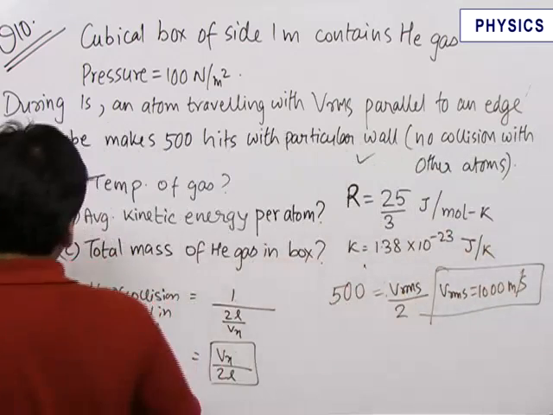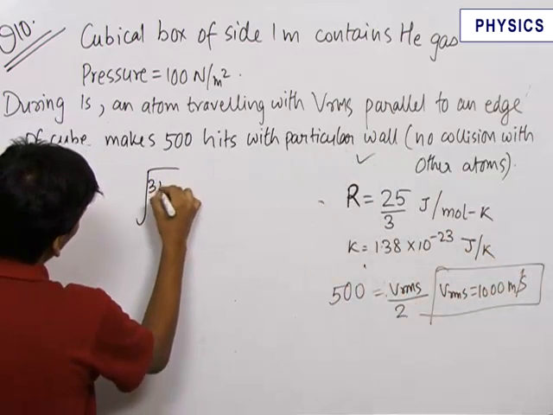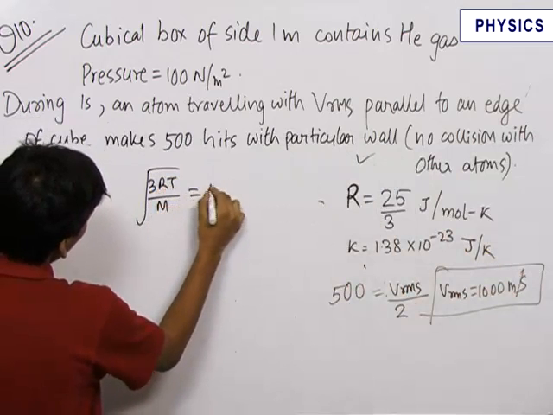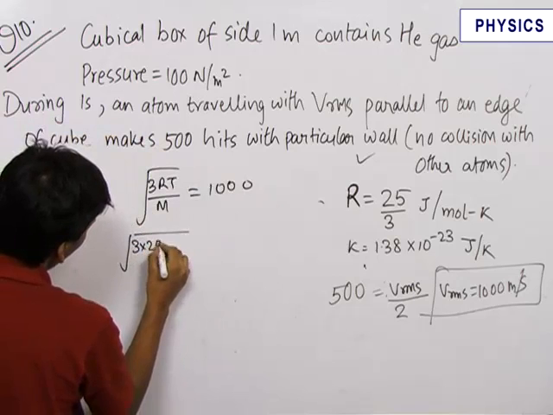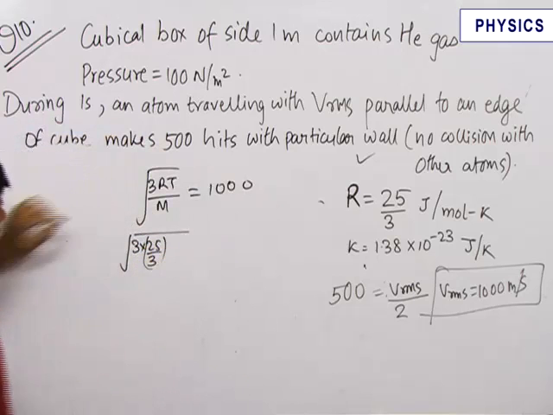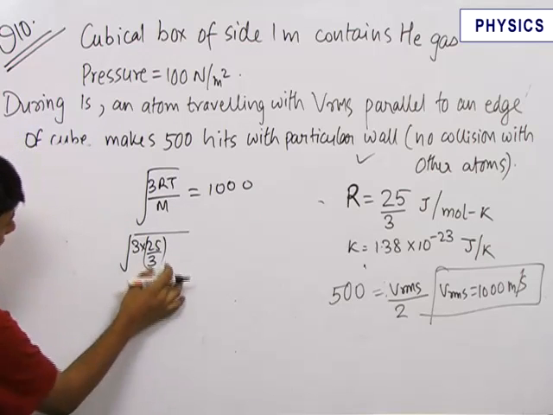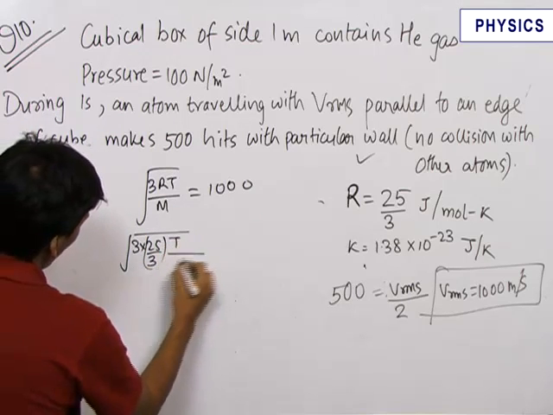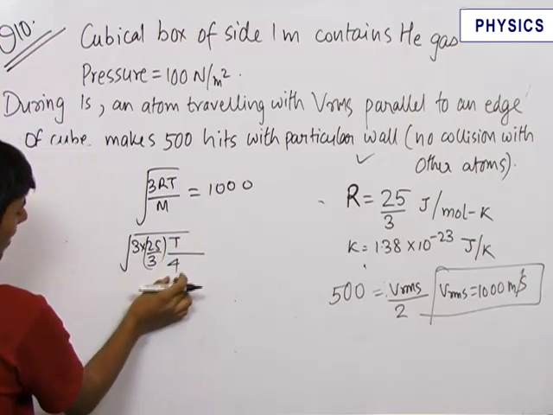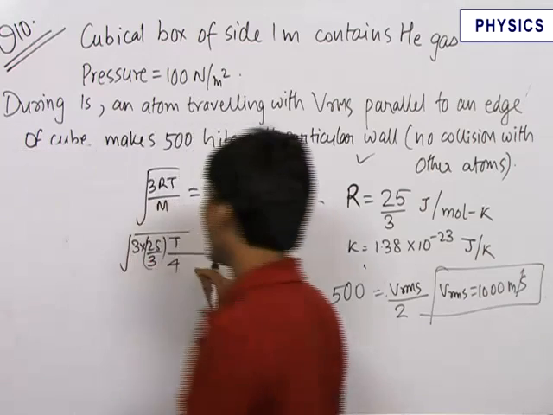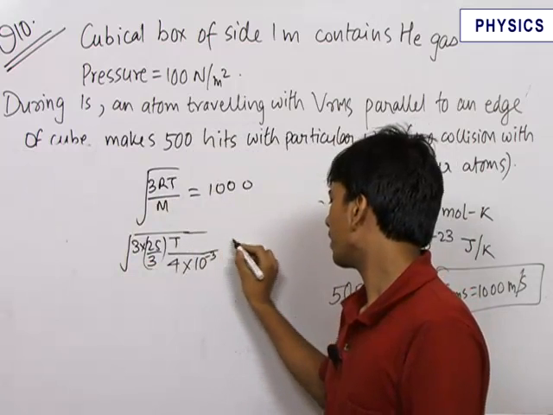Now, VRMS is equal to 1000 meters per second. We can write root over 3RT upon M is equal to 1000. Let us feed in the values: 3 into 25 by 3. Many times you can write R as 25 by 3. This eases the calculations in many questions. 3 into 25 by 3 into T upon the molecular mass of helium gas, that is, atomic mass is 4. So the mass of 1 mole is 4 grams, but we have to write this in kgs. Therefore, we write 4 into 10 raised to minus 3.